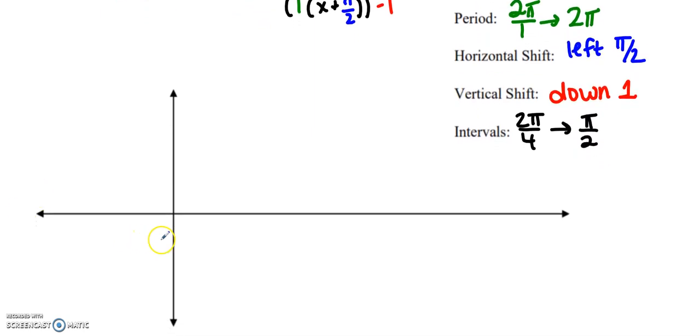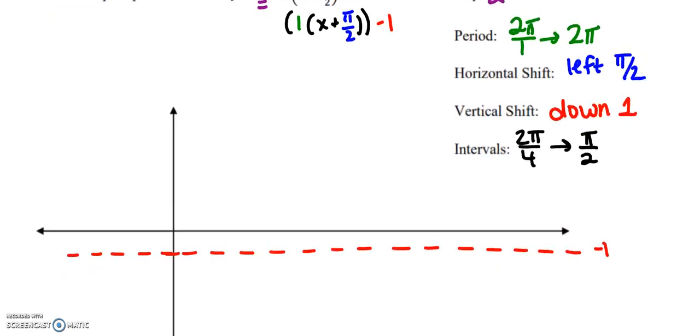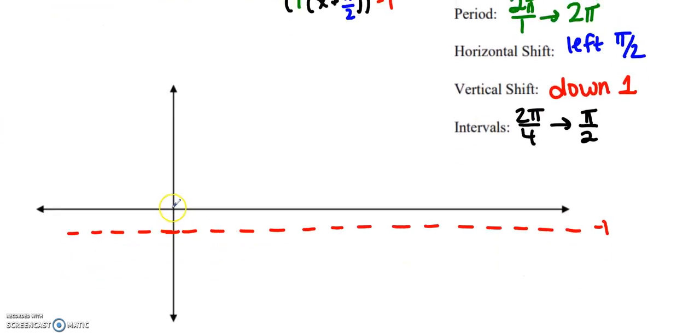My midline this time is at -1. Then from there I count my amplitude. Well, my amplitude here was 2. So I was at -1, I need to go up 2, which lands me at 1. I need to go down 2, which lands me at -3. So again, 2 away from the midline in either direction. I've got my vertical axis set up.